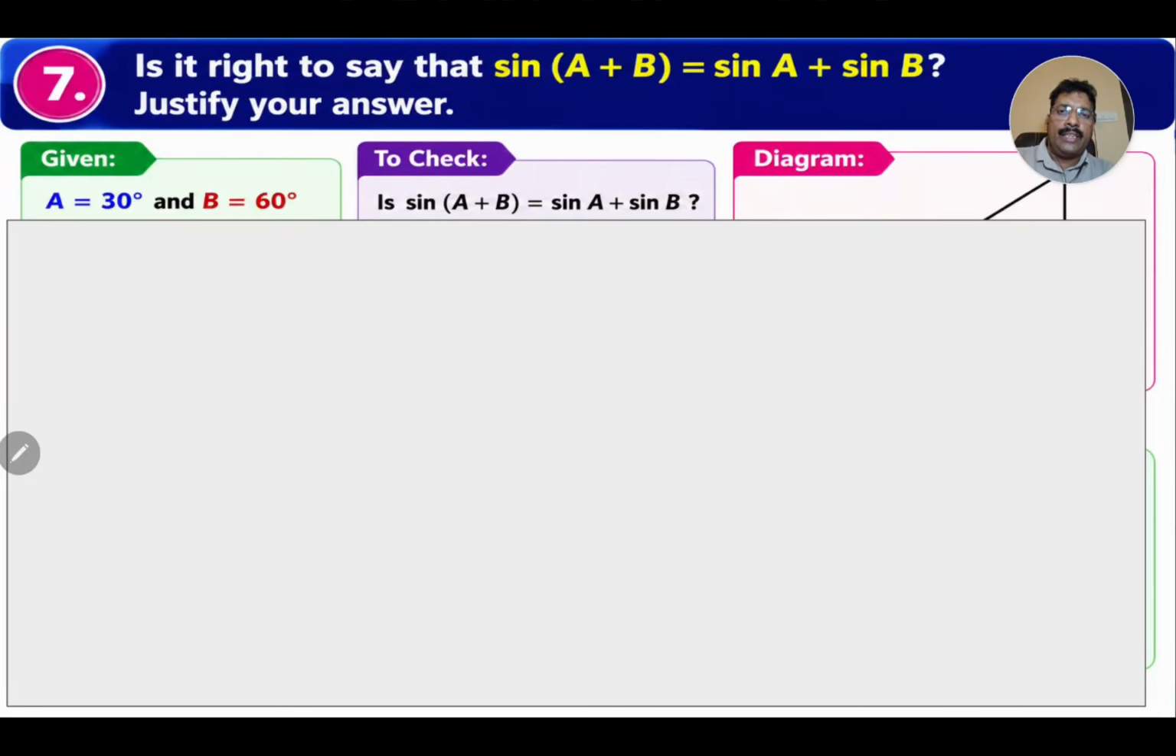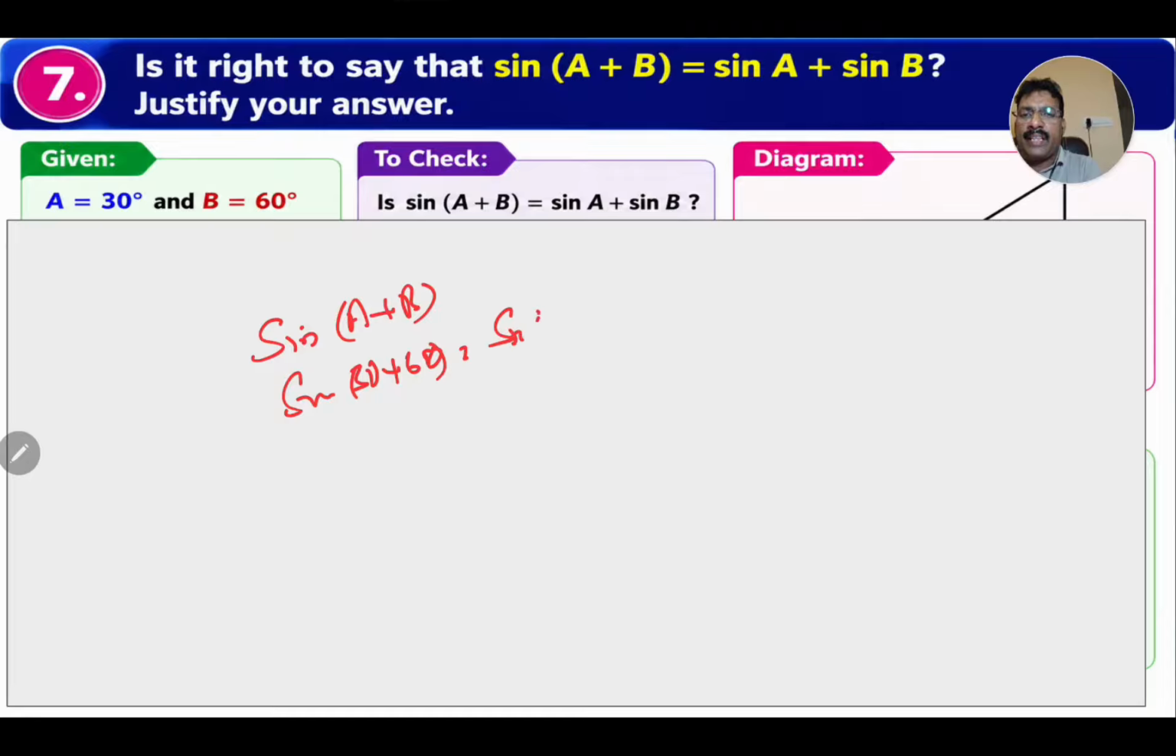Is it right to say that sin of a plus b is equal to sin a plus sin b? Justify your answer. This is the question. So for sin of a plus b, here a is 30 degrees given, b is 60 degrees given. Sin of a plus b means sin of 30 plus 60, 30 plus 60 gives sin 90. Sin 90 degrees value is 1.